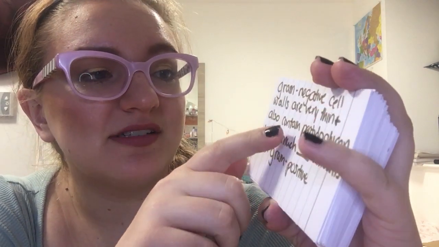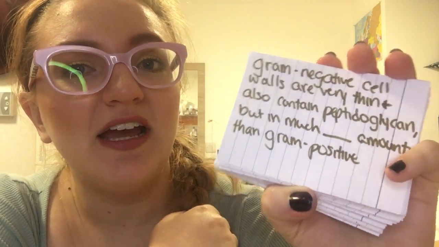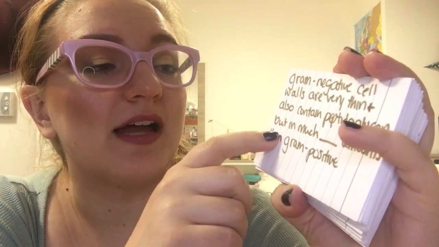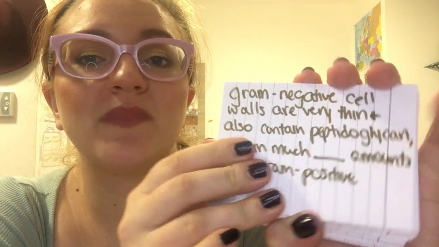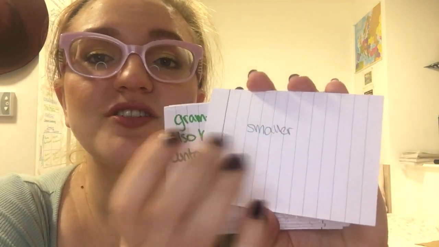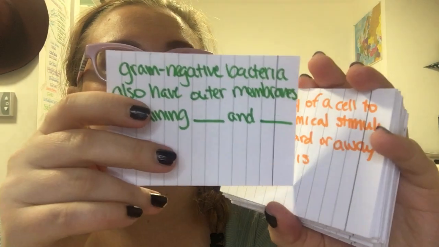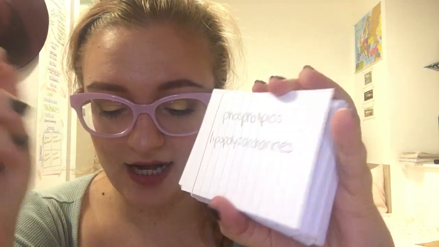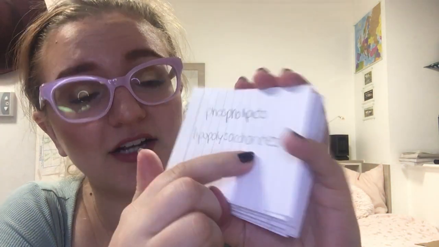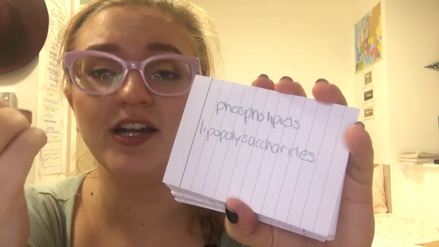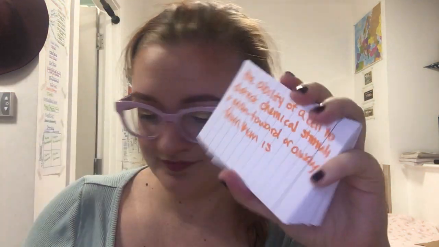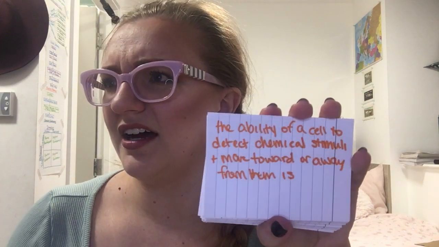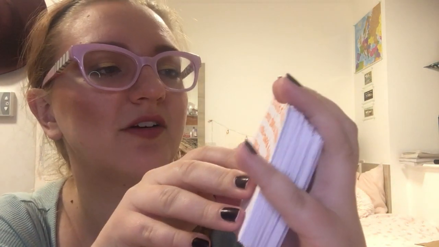Now, gram-negative cell walls are very thin. They're much thinner than the gram-positive, and they also contain the peptidoglycan, but in much smaller amounts than gram-positive. Gram-negative bacteria also have outer membranes containing phospholipids and lipopolysaccharides. And the lipopolysaccharides are the thing in the gram-negative bacteria that triggers the immune response in humans. Humans tend to have a very kind of inflammatory response to lipopolysaccharides.